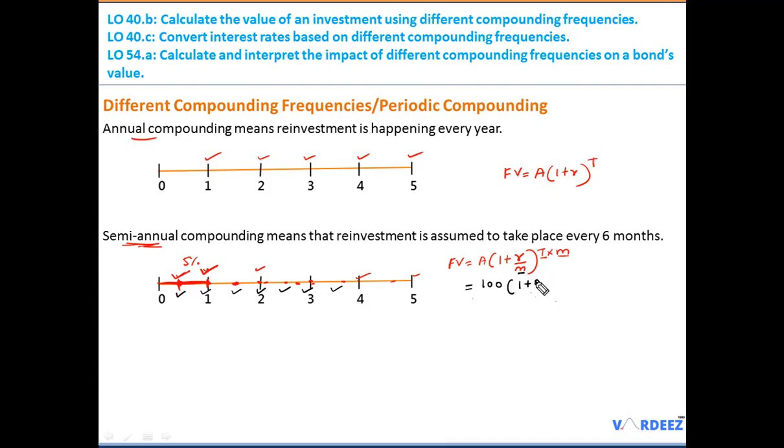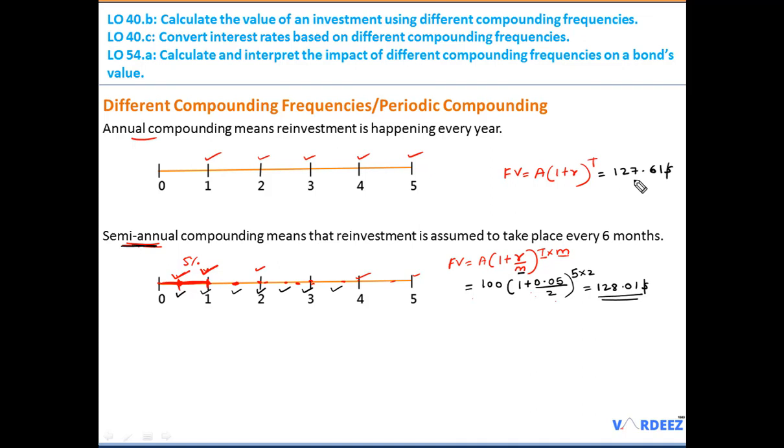$100 is the amount that we have. 1 plus 0.05, that is the rate, divided by m. In our example it's semi-annual, that means there are 2 periods, and the time frame is 5 multiplied by m, which is 2, and once we solve this we get $128.01. Okay, so this is the amount of money that we have at the end of the period if we invest in a semi-annual compounding.